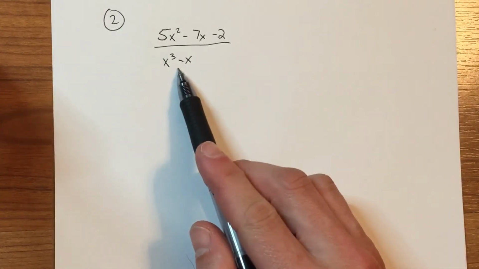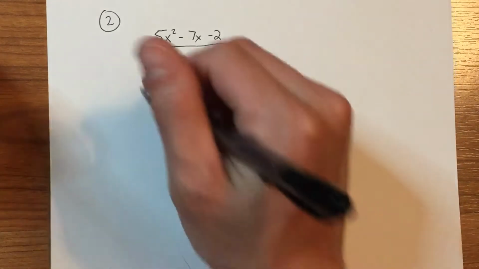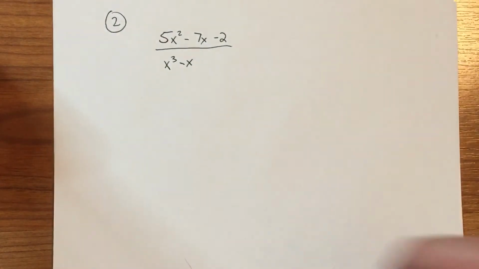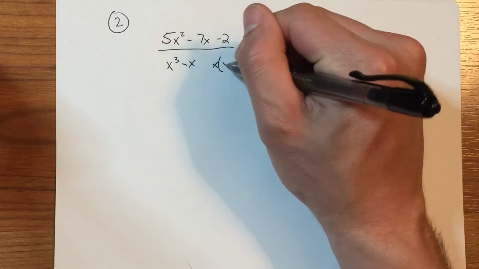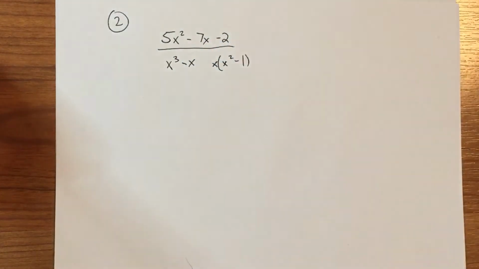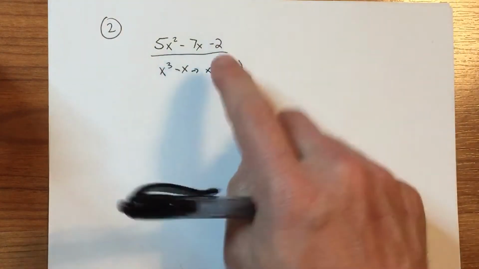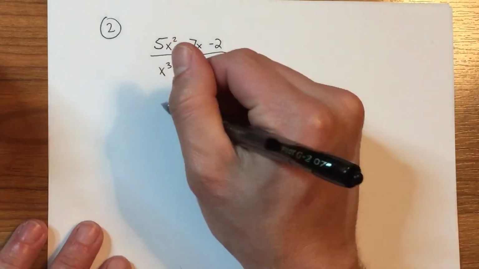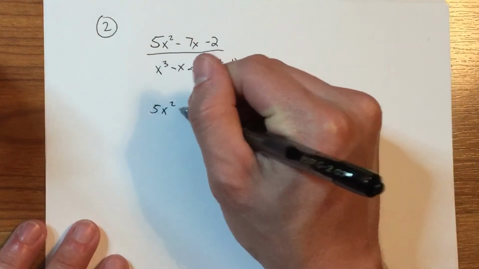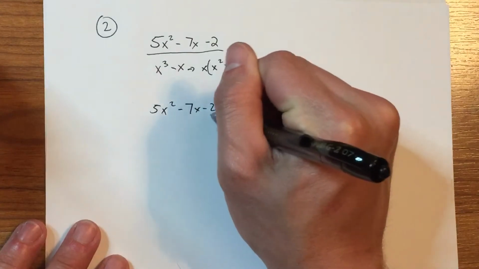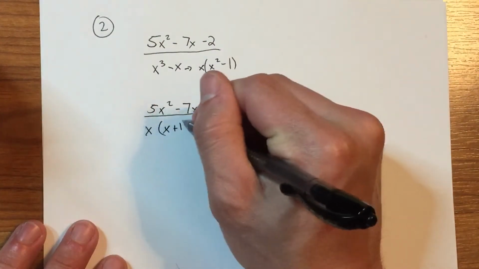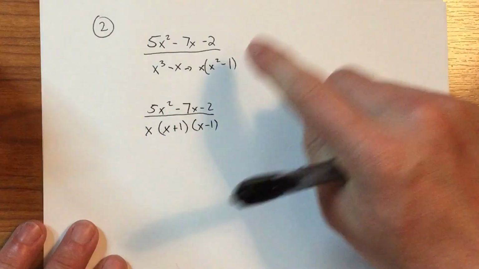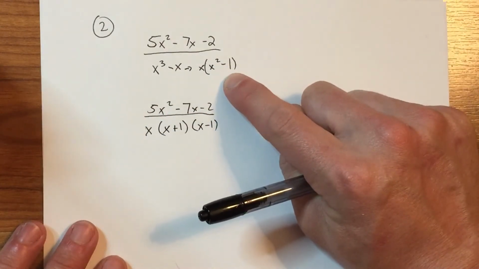First thing we have to do is factor that denominator, okay? So, we're going to factor that denominator. I might say, okay, well that's really x times x squared minus 1. And we know that's a difference of squares. So we're going to rewrite this: 5x squared minus 7x minus 2 over x times x plus 1 times x minus 1. Again, I did the difference of squares on x squared minus 1.